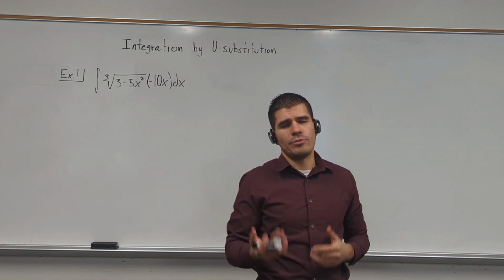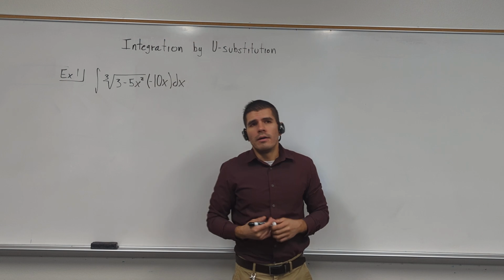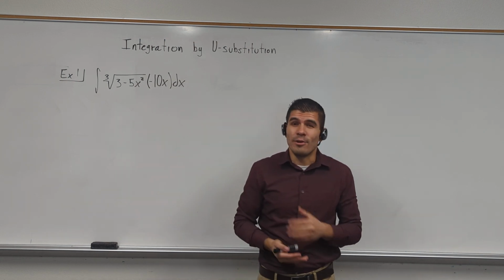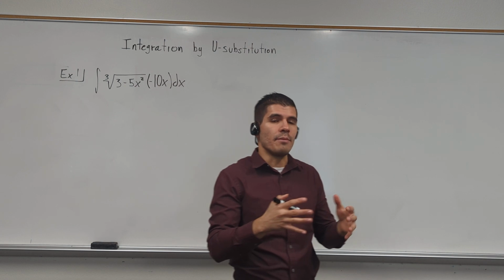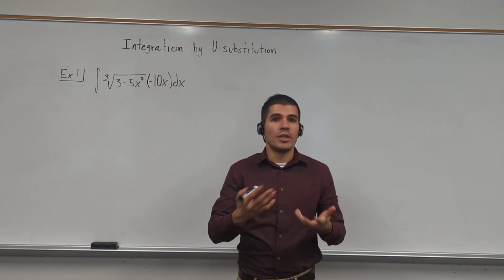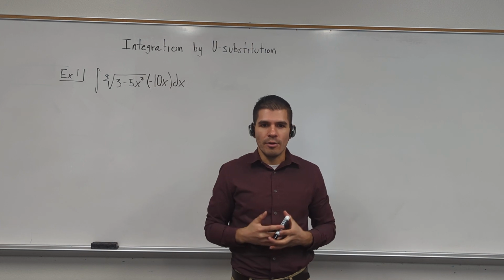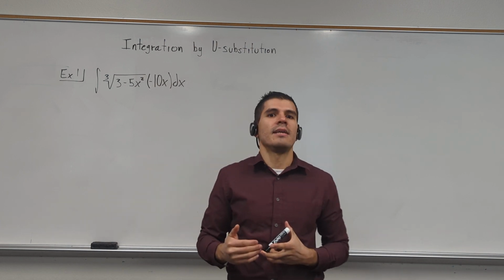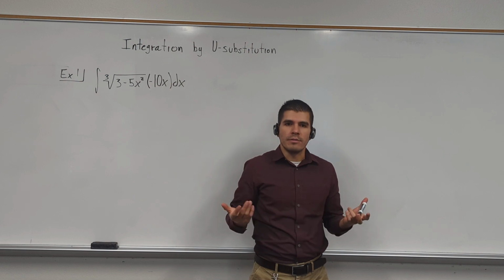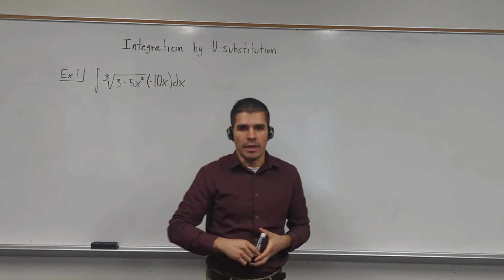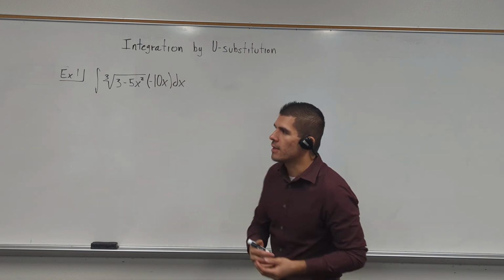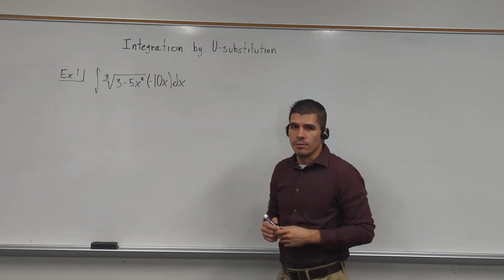Here's the news though. Unlike derivatives, for anti-differentiating, there is no such thing as a product rule or a quotient rule or a chain rule. Instead, there are going to be techniques that will allow you to undo the derivatives. In other words, to anti-differentiate. Cool? And one of those techniques we will be discussing today, it's called U-substitution.